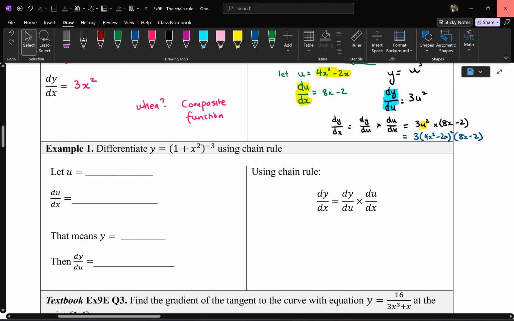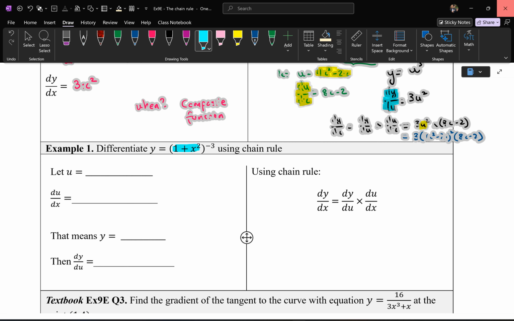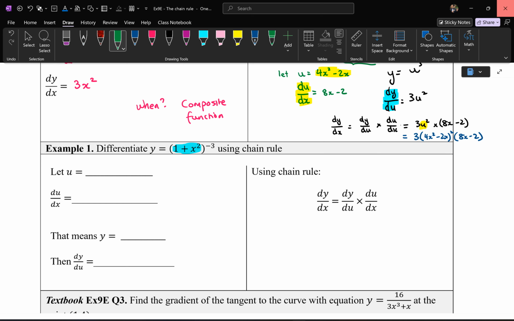I've got 1 plus x squared all to the power of negative 3. What's the problem? Where's the function within a function, Rango? You've got 1 plus x squared is one of the functions, and then you've got u to the negative 3 is another function. Beautiful. Can you guys see that? This is a function within a function. Had I got, instead, y equals u to the power of negative 3, you would have been able to do this much easier using a power rule. Problem was the 1 plus x squared.